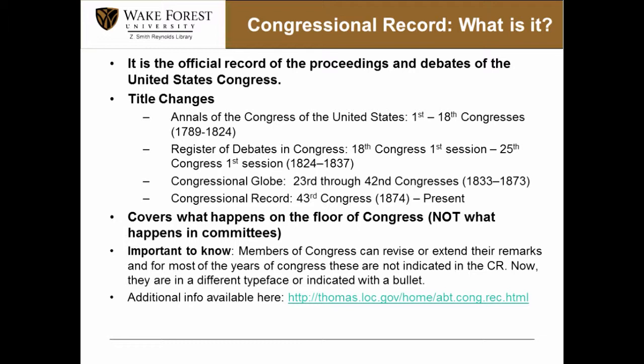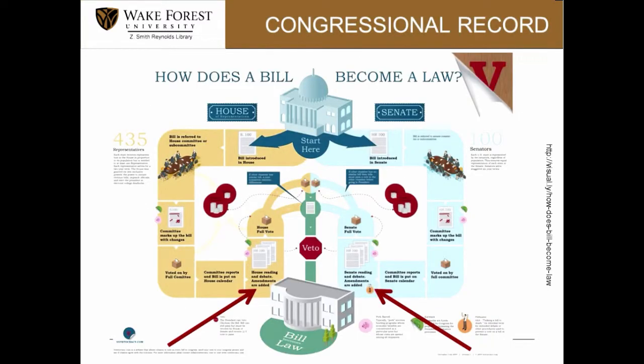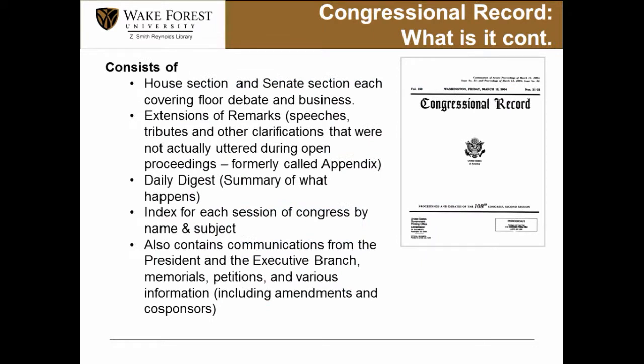So in print, that is not always indicated. Now they use some different typefaces or indicate it with a bullet when something was extended. I have a link, and I'll show you the URL for this presentation at the end, and you could go to the Library of Congress. They have a little more information about what exactly is in the Congressional Record. So it really is only about what happens in the floor debate and the actual votes of Congress.